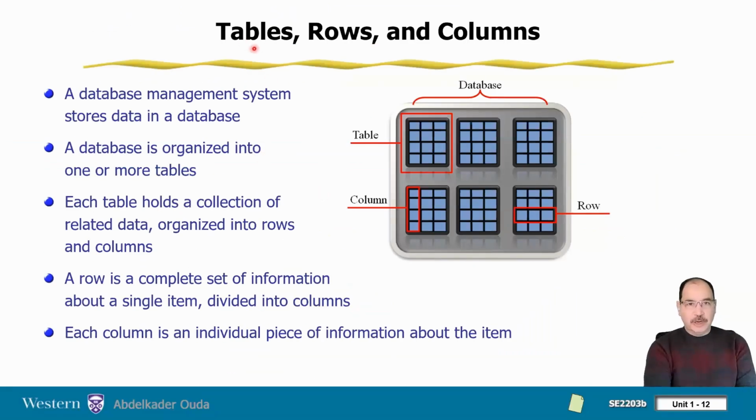We need to talk now about tables, rows, and columns, and the database itself. You need to imagine that a database simply consists of a number of tables. So if this is our database, then our database is going to have one or more tables. So we have here table 1, table 2, table 6, and each table consists of a number of rows. So this is row 1, row 2, row 3, and so on. Each row is divided into columns. Then we have here column 1, column 2, and column 3.